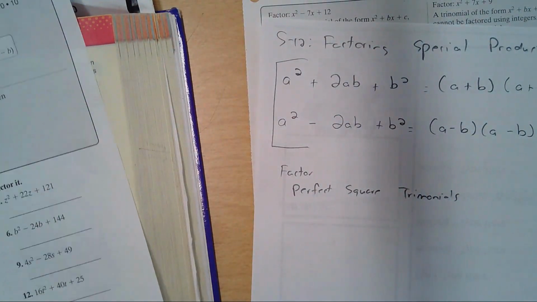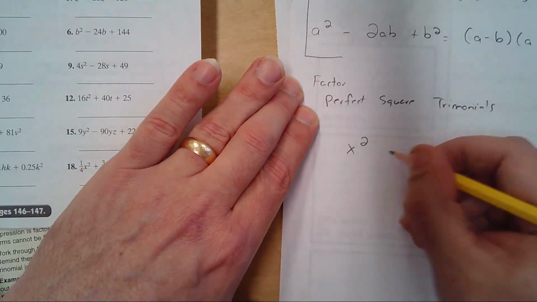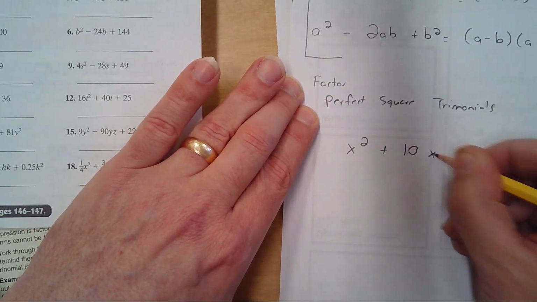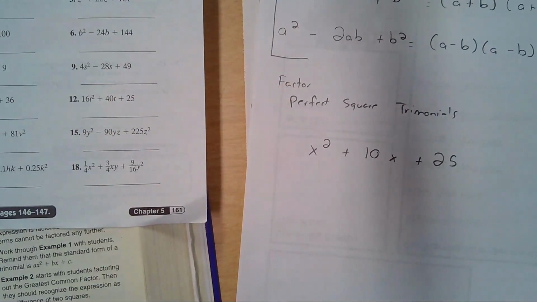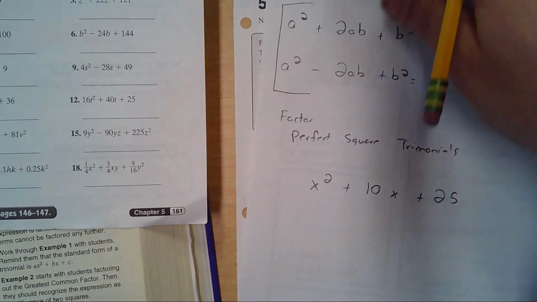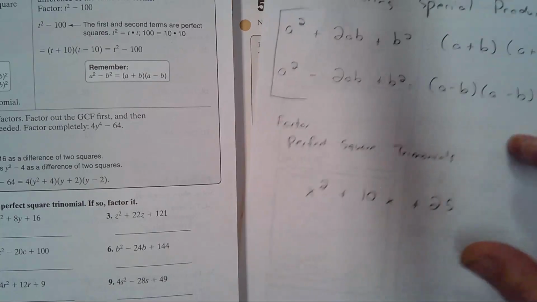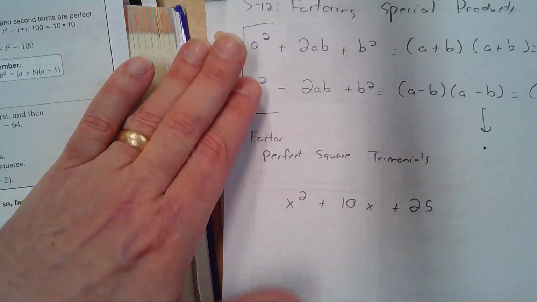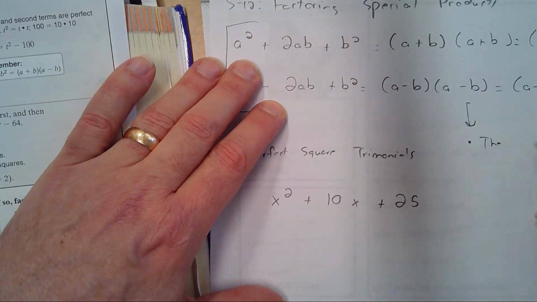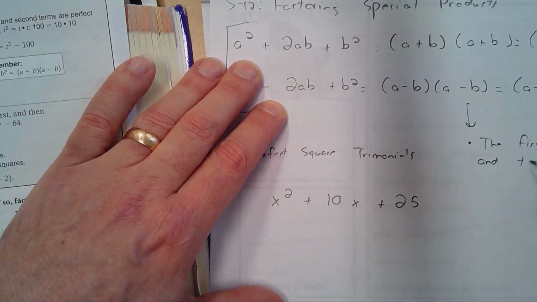So I'm going to write one out here. Let's go with this one: x squared plus 10x plus 25. So for this to work, this is what needs to happen. 2 things need to happen. First, the first and third terms need to be perfect squares.